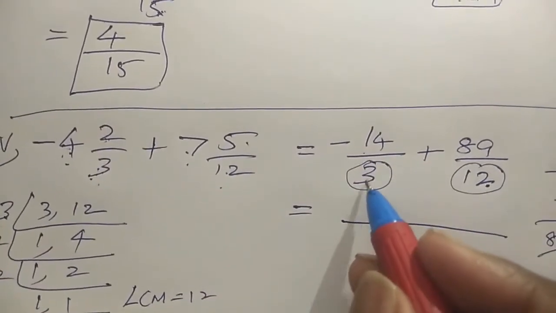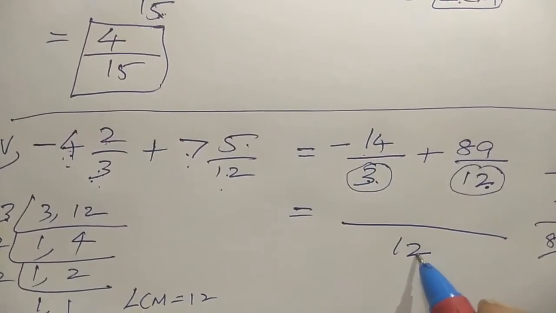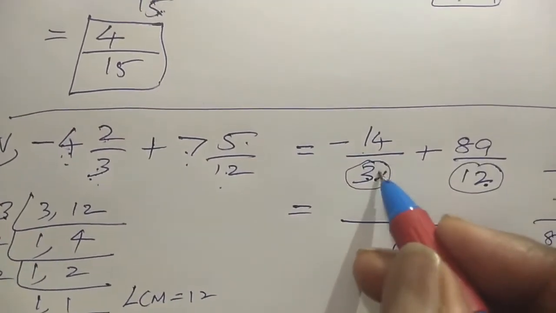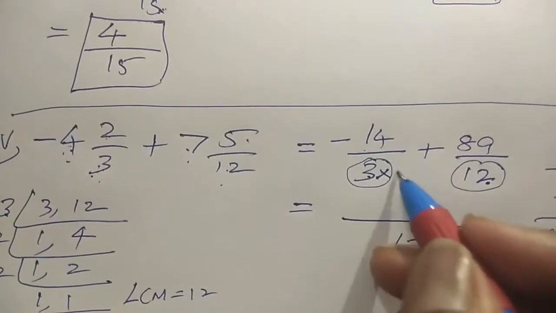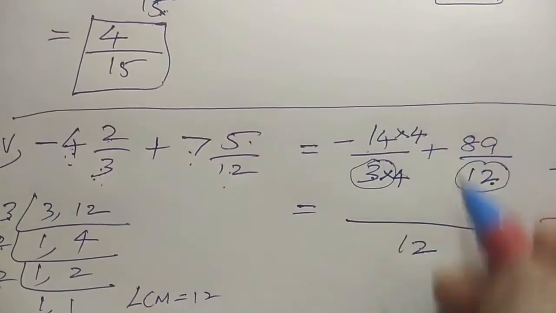But here it is 3. So we are having 12 here in the denominator, the LCM. So you have to multiply something in here. 3 4s are 12, so you have to multiply this one here by 4. So we will be multiplying the numerator also with 4.